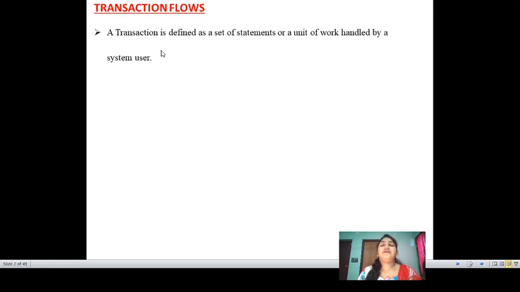This is the definition of a transaction. A transaction is defined as a set of statements or a unit of work handled by a system user. Every set of statements or every piece of information that needs to be transmitted from sender to receiver, or client to server, is known as a transaction, a unit of work handled by a system user. Any work handled by a system user is a transaction. A bank transaction is the best example for transaction flows.